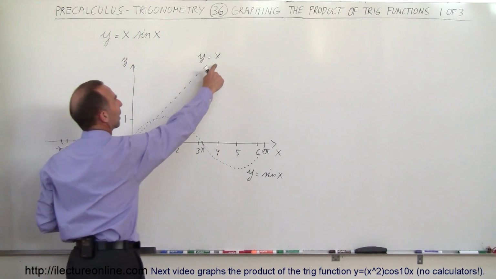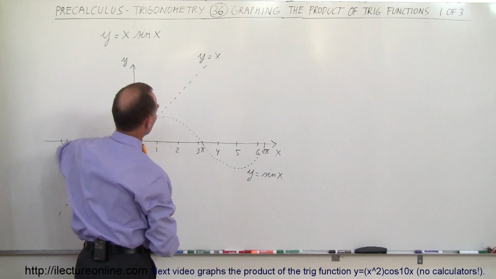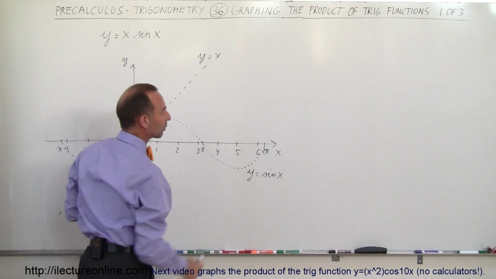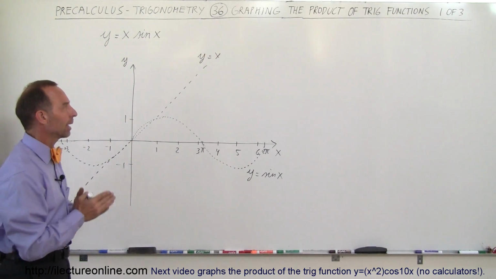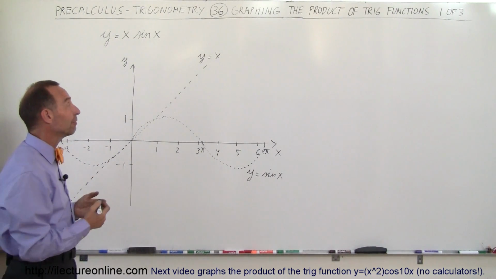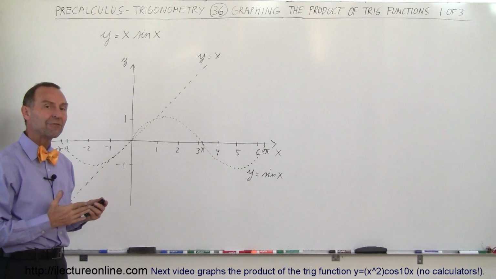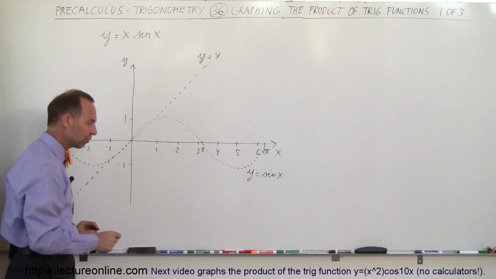So there's the function y equals x, which is simply a straight line at a 45-degree angle, and here's the function y equals the sine of x. What happens when you multiply them together? Again, you can set up a table of values, or you can do this graphically. And graphically is pretty straightforward.